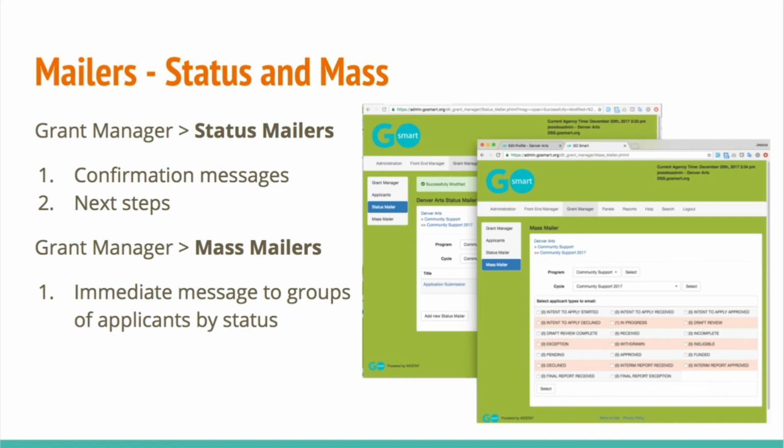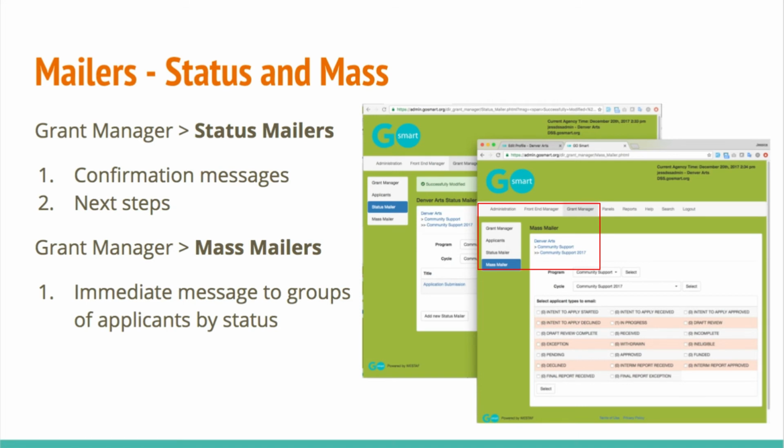You can create one for every status. You cannot create more than one per status because the system only will know to send something based on a status. So if you have more than one created, you're going to send multiple emails when that status is met.